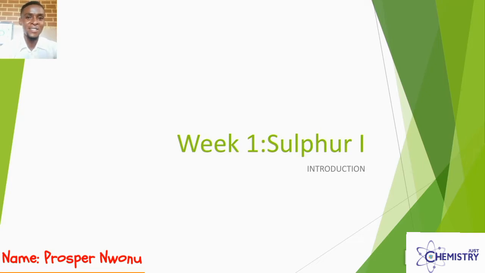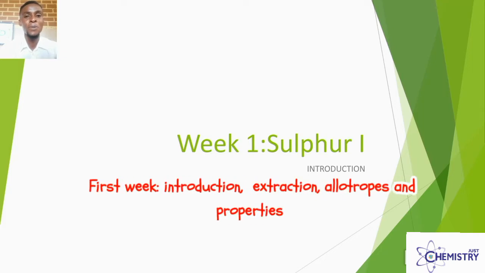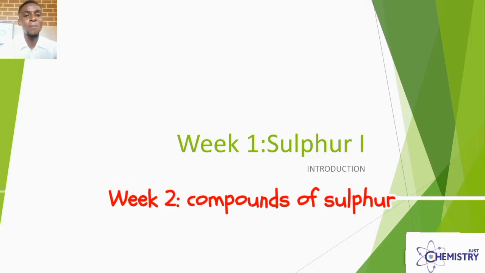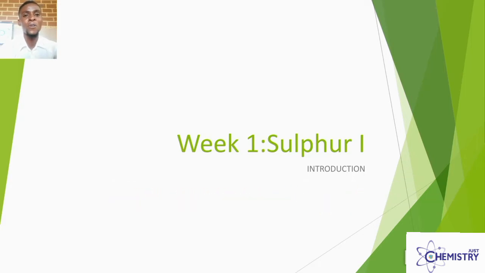Now, sulfur as a topic is going to span 2 weeks. For the first week, we're going to look at basic features of sulfur, which include the physical properties and chemical properties. We're going to look at the amorphous forms of sulfur and the crystalline forms of sulfur. We're going to look at the extraction of sulfur. For week 2, we're going to look at compounds of sulfur, which include hydrogen sulfide, sulfuric acid, and salts of sulfur. Let's proceed.